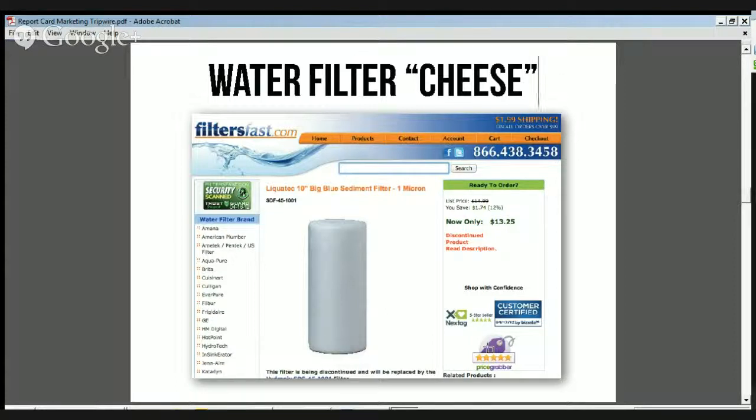You want to acquire customers, provide value, build trust, and then move on up the chain with additional products and services.